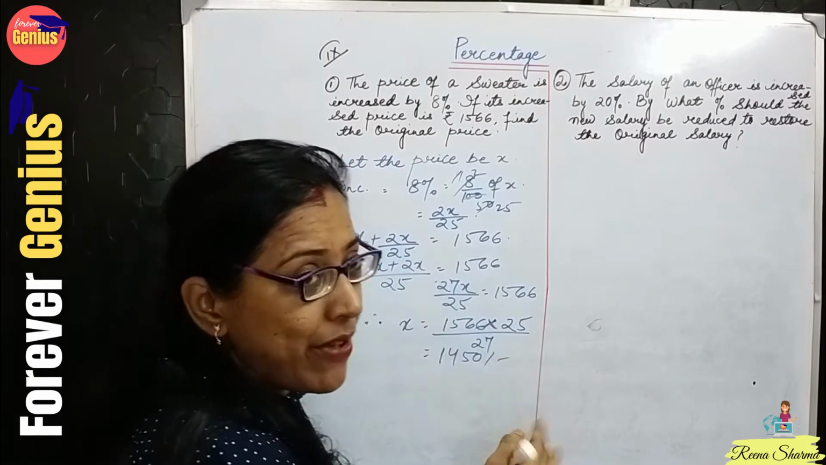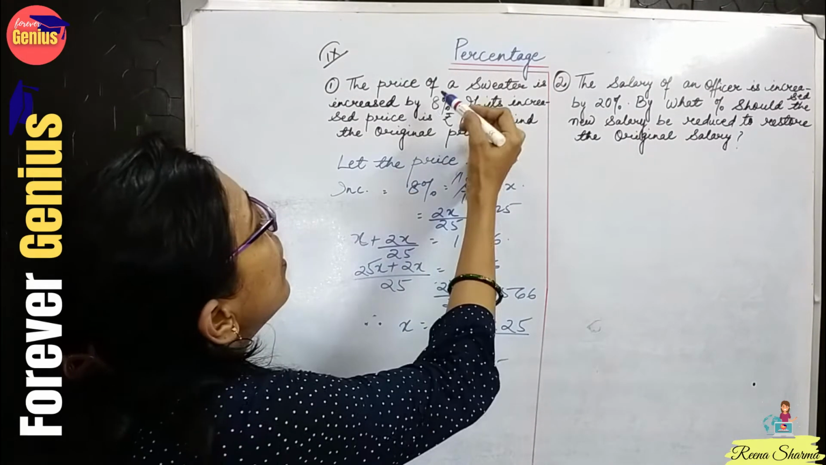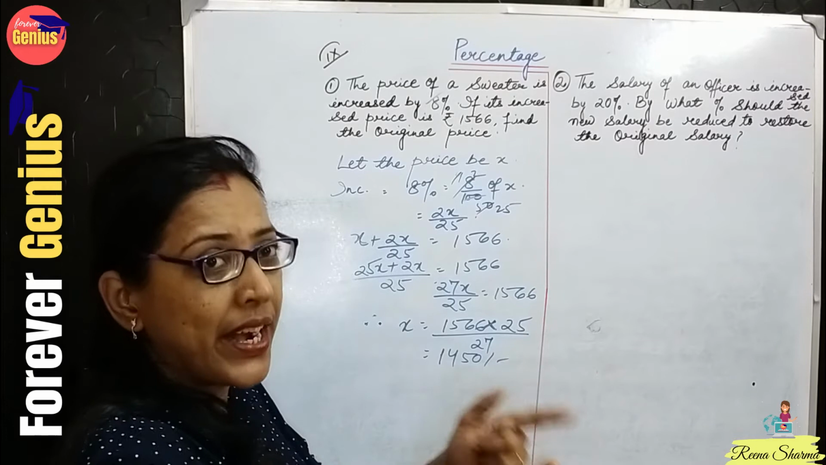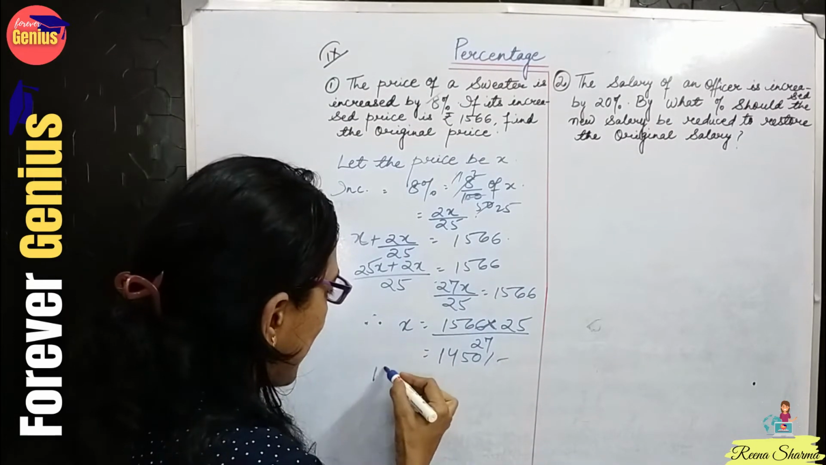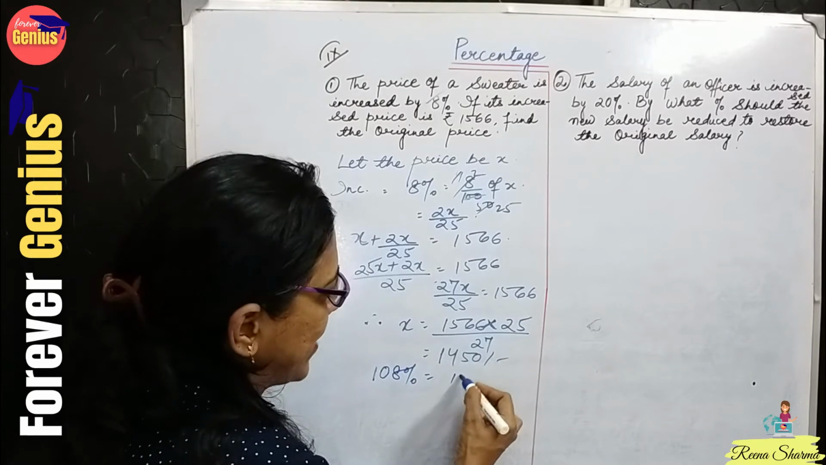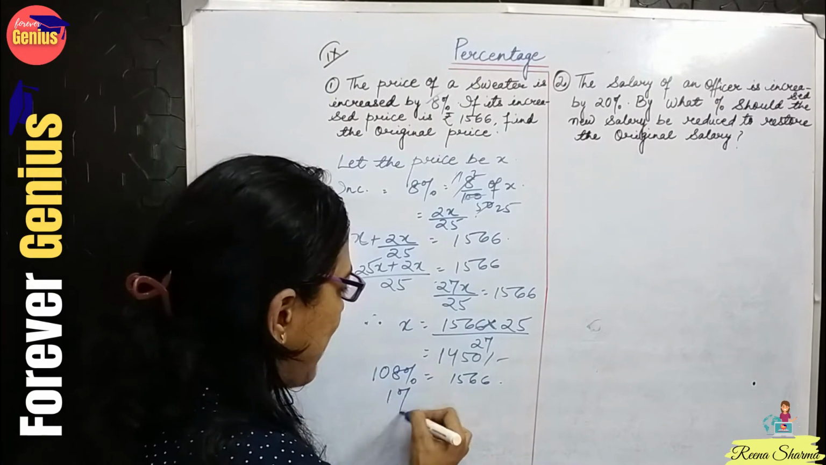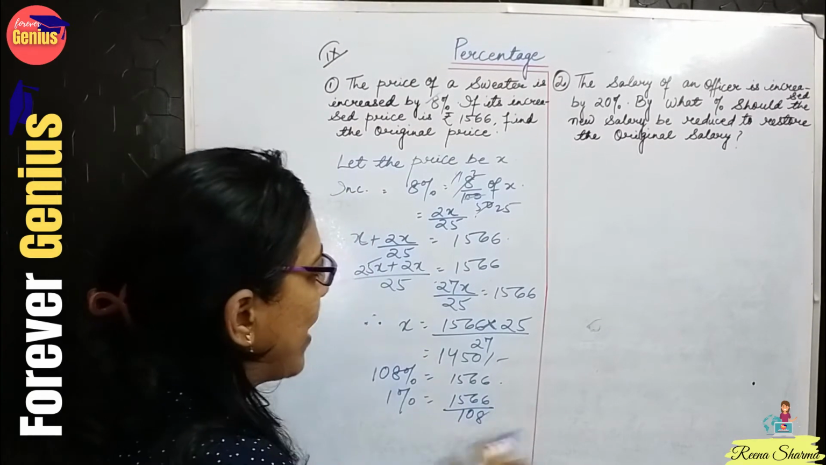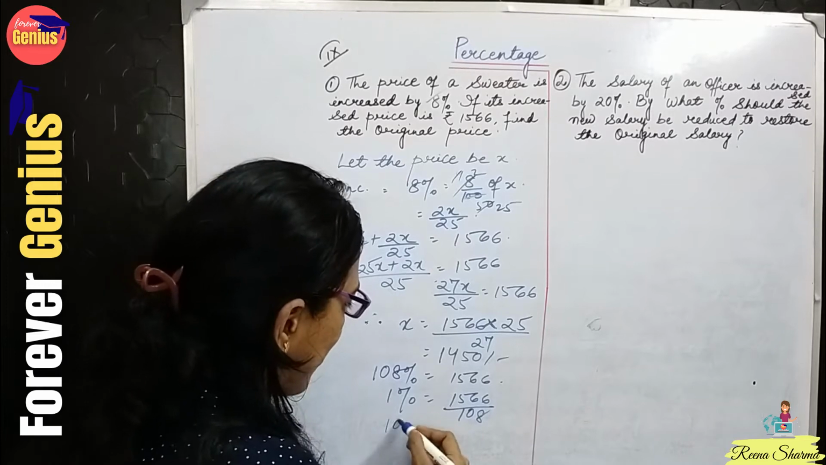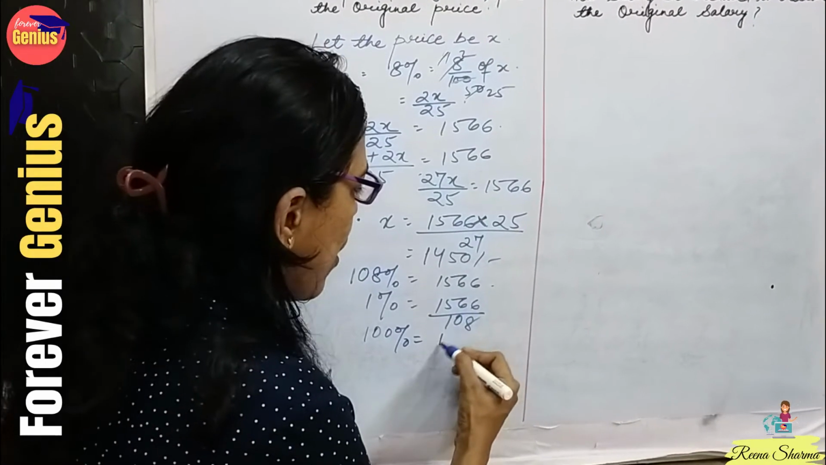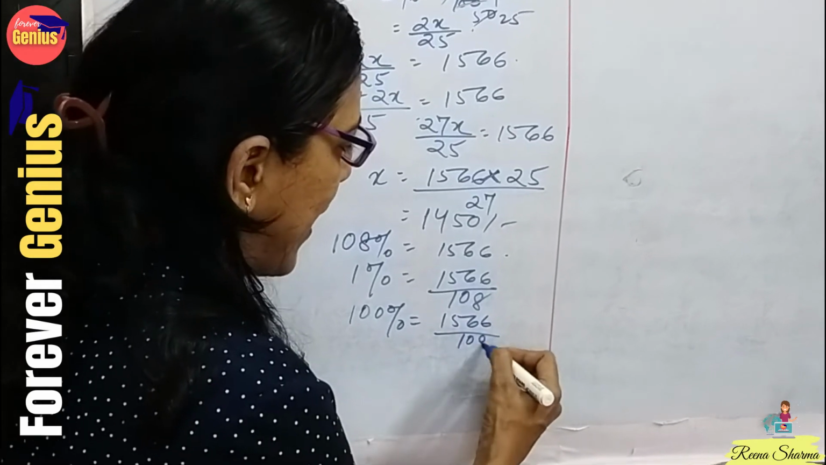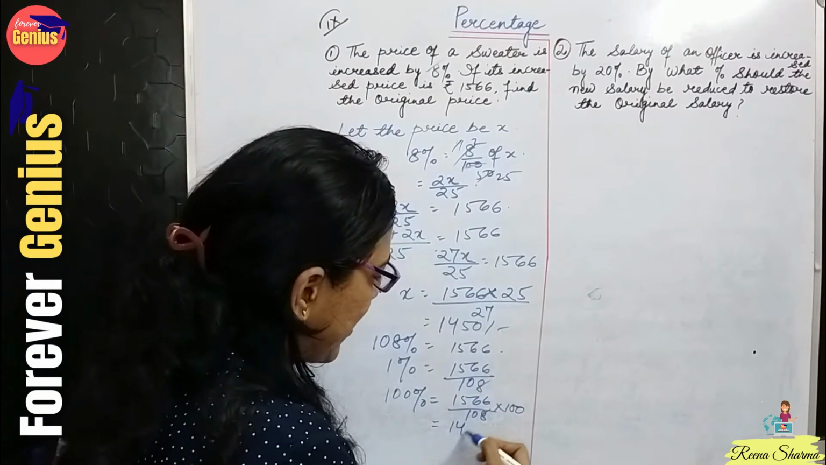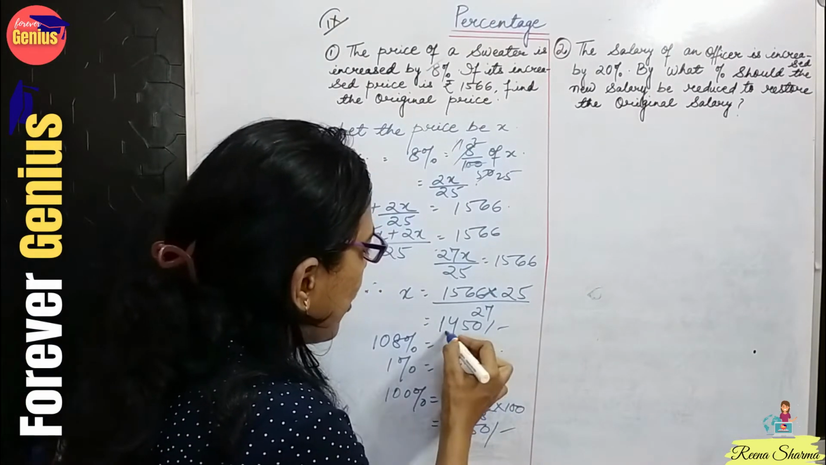If I go with our all-time favorite unitary method, I know 8%. If I add 8% in 100, 8% of 100 is 8 only. So I know that 108% is equal to 1566, isn't it? What is 1%? It is equal to 1566 by 108. If I want to find its 100%, this is equal to 1566 by 108 into 100. After doing the calculation, we saw that the answer is the same in both the cases.